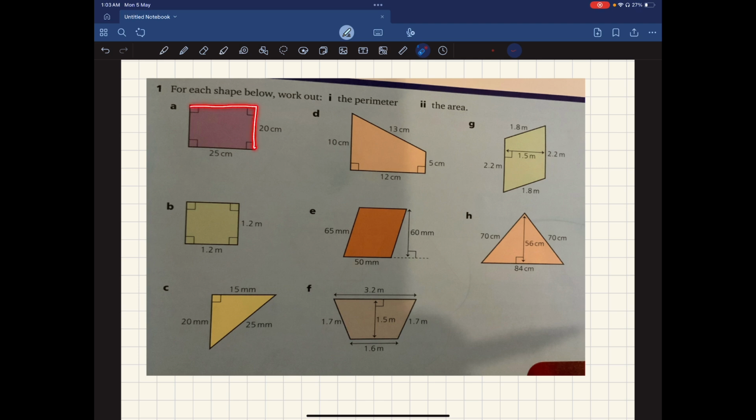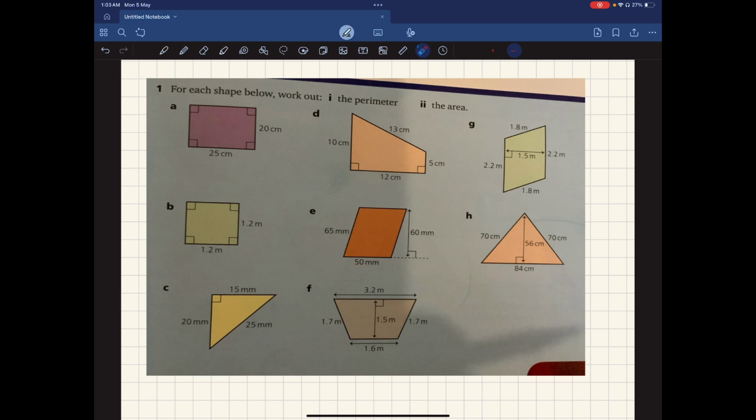Okay, so this is a rectangle. What is the area going to be? So length into width. So area is going to be 25 into 20 centimeters square, whatever the answer is. And what is the perimeter going to be? The perimeter is going to be 25 plus 20 plus 25 plus 20. Add all these four lengths together and you will get your perimeter. Okay, let's move on to B.